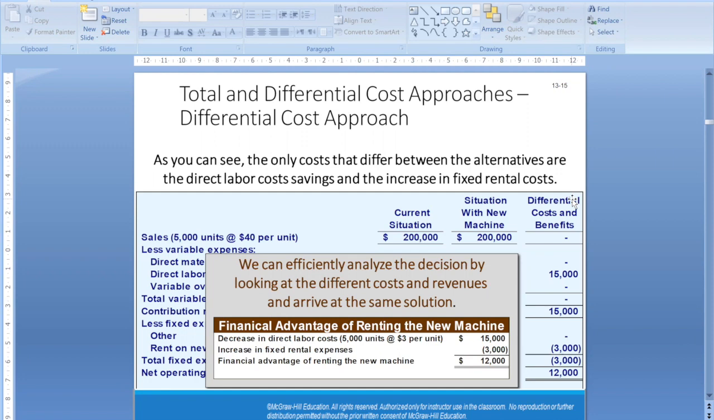So the financial advantage of renting the new machine will be the decrease in the direct labor costs, which is $15,000, coming from 5,000 multiplied by $3 per unit. And this will be compared to the increase in the fixed costs or expenses of $3,000. So we have a financial advantage of $12,000 for renting the new machine, or the decision that we are trying to make.